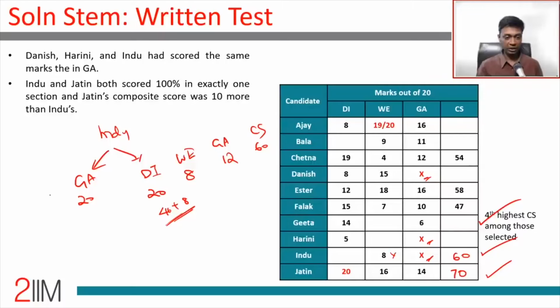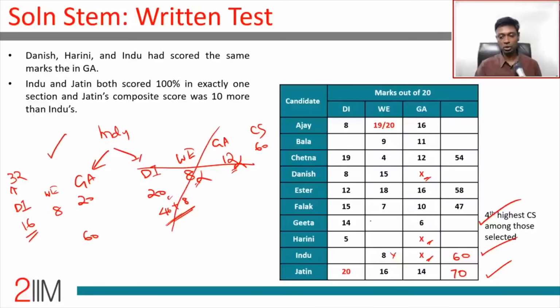If GA were 20, then she has 8 in this. Her composite score is 60. 28 we have accounted for. So the remaining 32 should come from this. DI should be 16. Now remember, we know that Indu got selected. With 28 and 12, she cannot get selected because there are two sections below 14. So this possibility is ruled out. This one works. Brilliant. So this should be 20. This should be 16. This is 20. This is 20.